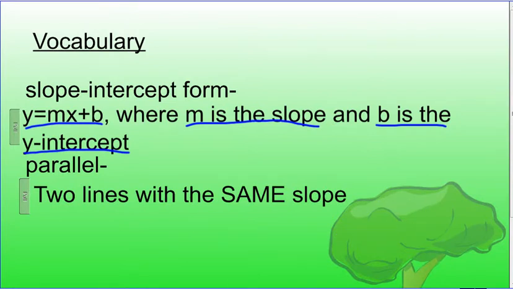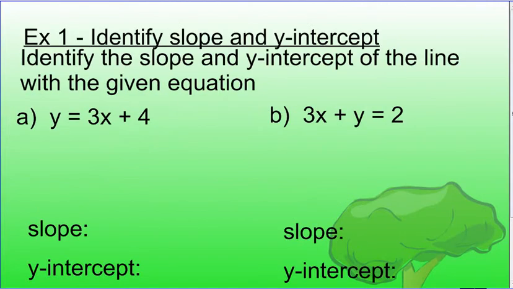So, let's find some slopes and intercepts. So here I'm giving you a line. It says it wants us to identify the slope and y-intercept of the line with the given equation. So it gives us an equation here. We want to find slope and intercept. Now the first thing we're going to want to do is get the y variable by itself. We want the equation to look like y equals, like this one already is.